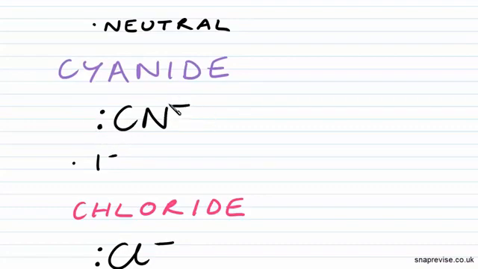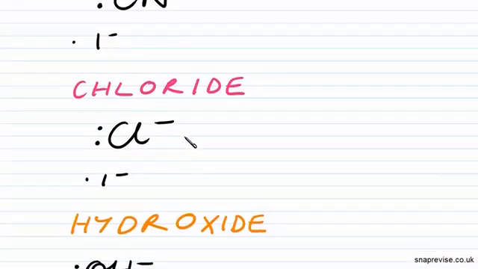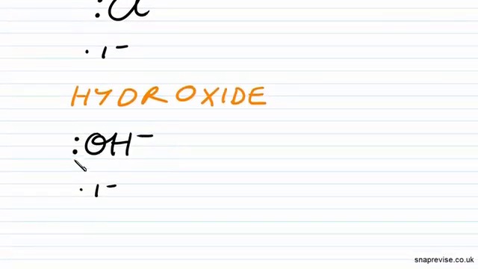Now, cyanide has a 1 negative charge. We have chloride, which has a negative charge again, and the lone pair is written on the left-hand side. And we have hydroxide, which again has a negative charge, and the lone pair is written next to the O to signify it belongs to the oxygen. So let's have a look at a complex ion and how these ligands fit in.